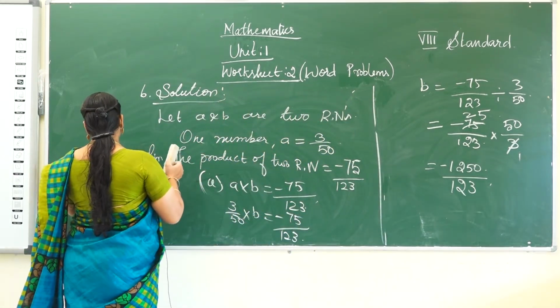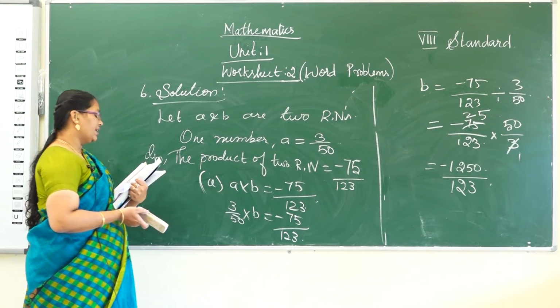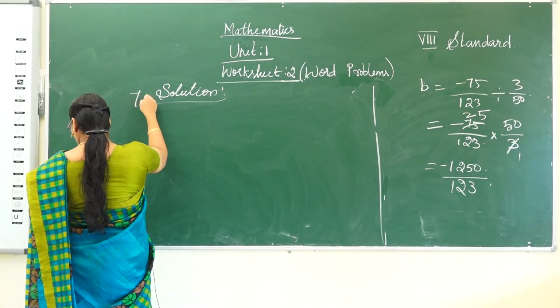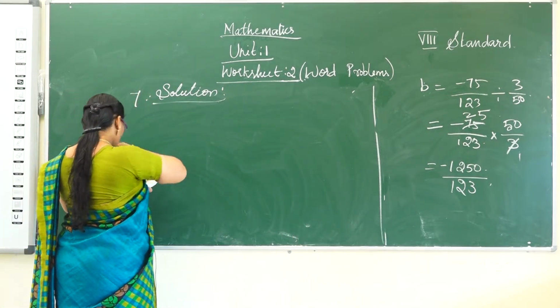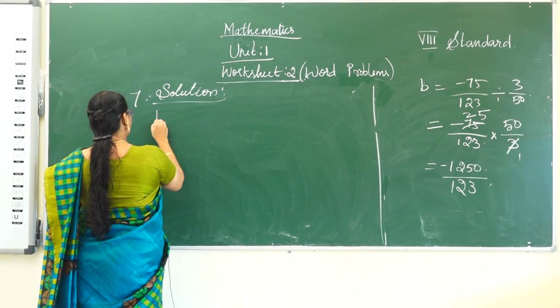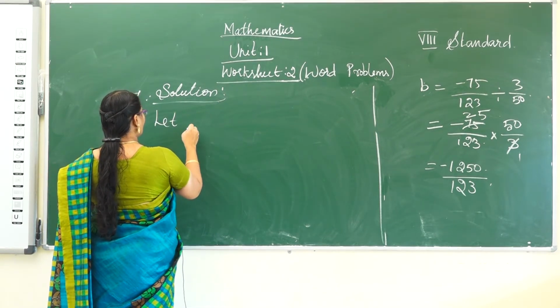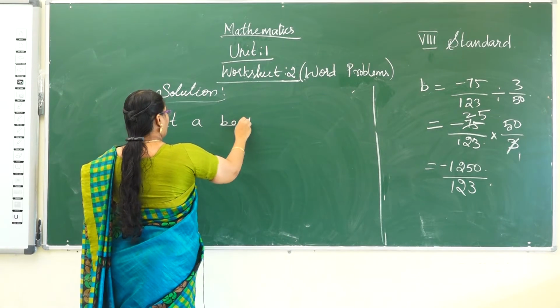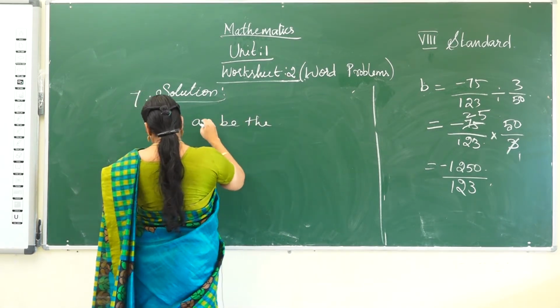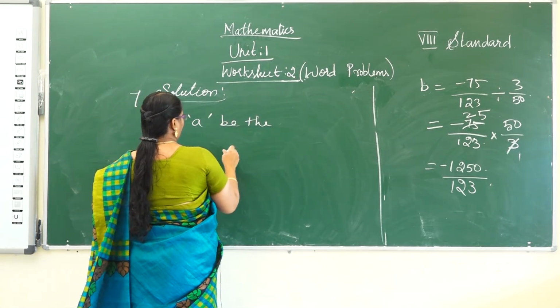Okay. Now see the seventh problem. What should be added to minus 3 by 100 to get 1? Seventh one. What should be added? So let us consider, let X be the number. Okay.